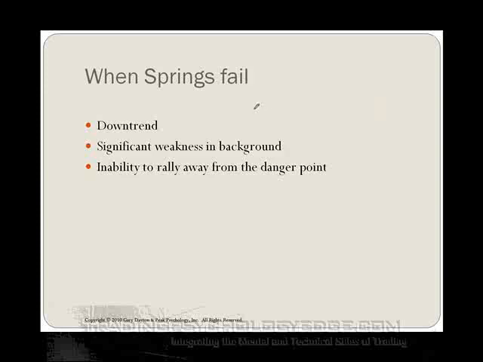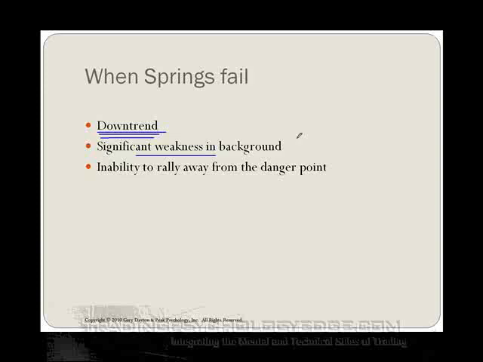They have the biggest odds of failing right here, when you're in a downtrend. Now, sometimes I'll take springs that are in a downtrend, and I'll show you a couple of examples of where you can violate this. But generally, until you get good at this, don't take them in a downtrend. They are very apt to fail, okay? Significant weakness in the background, particularly off of the last rally or swing high. And I'll show you some examples.